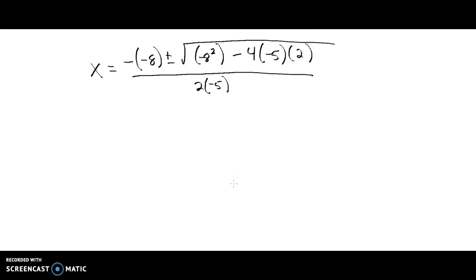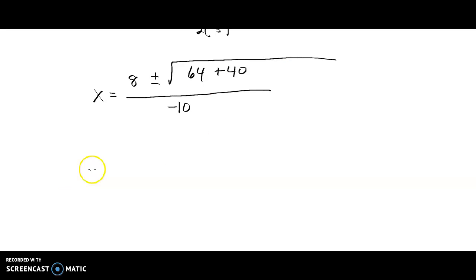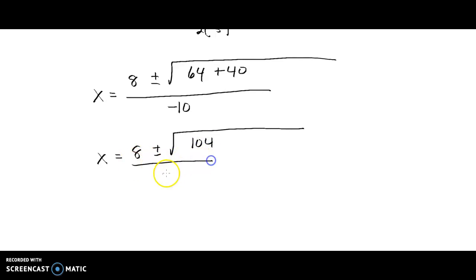So I'm going to continue. I have x is equal to a negative, and a negative gives me a positive 8 plus or minus the square root of 64. I have a negative 4 times a negative 5 gives me a positive 20 times 2 gives me a positive 40, so plus 40, divided by negative 10, because 2 times negative 5 gives me that negative 10. Continuing on, I have x is equal to 8 plus or minus the square root. 64 plus 40 is going to give me 104 divided by negative 10.